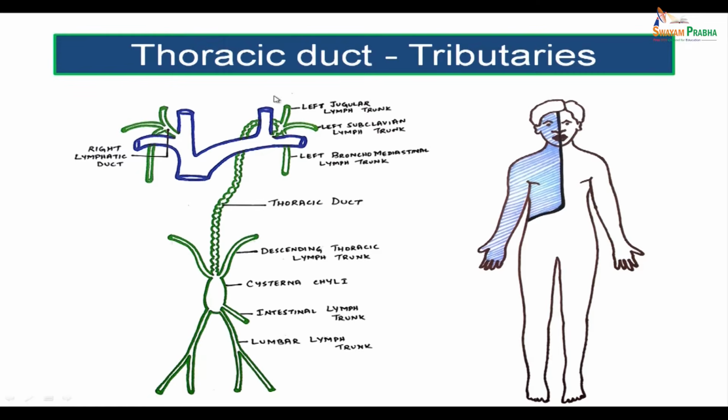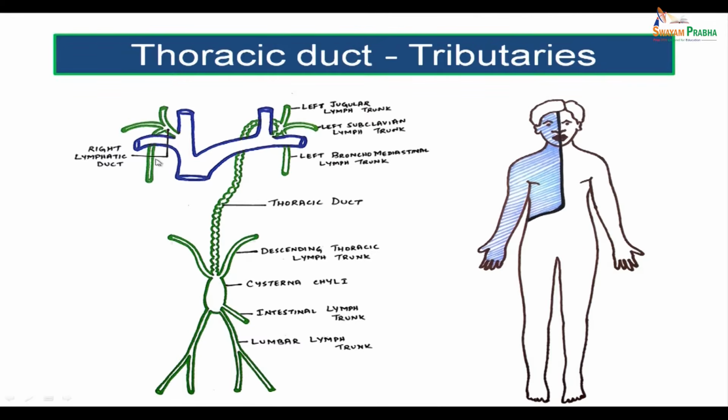It receives the left jugular lymph trunk from the left half of the head and neck. All these will end in the thoracic duct, and the thoracic duct itself ends in the junction of the left subclavian and the left jugular vein, forming the brachiocephalic vein. So, it is going to end into the formation of the left brachiocephalic vein.